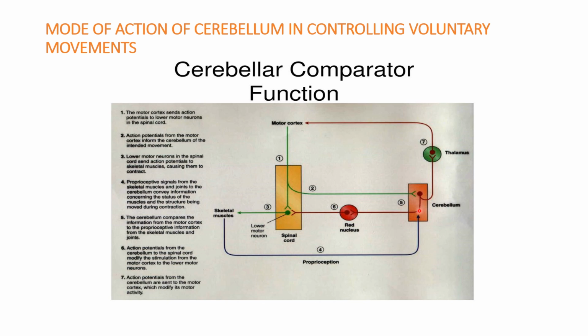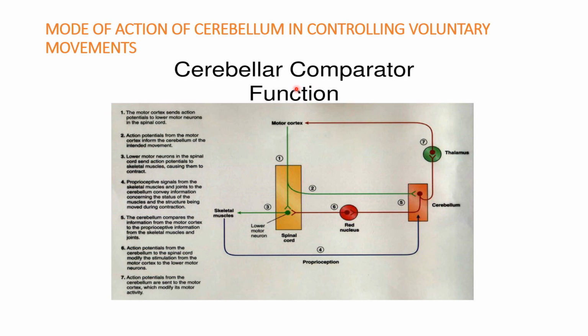So it will send information to the red nucleus. Then this red nucleus will send its information through the corticospinal tract to the spinal cord. Then this lower motor neuron will be affected, that is, its action will be changed. The action potentials from the cerebellum are sent to the motor cortex via the thalamus, and it will modify its motor activity also. So this is the pathway.